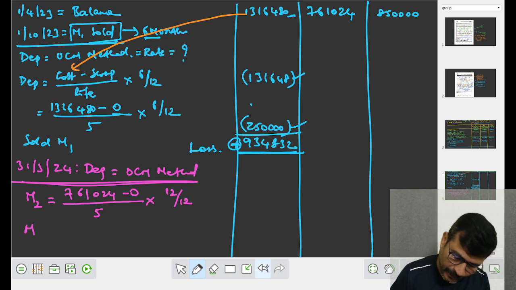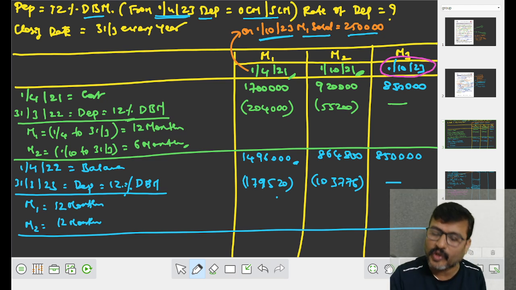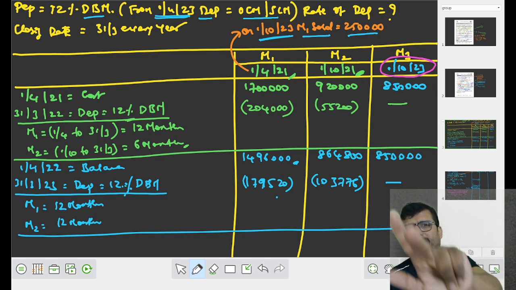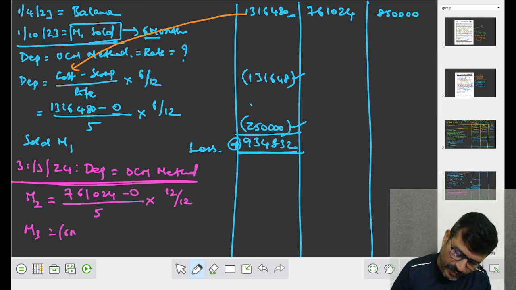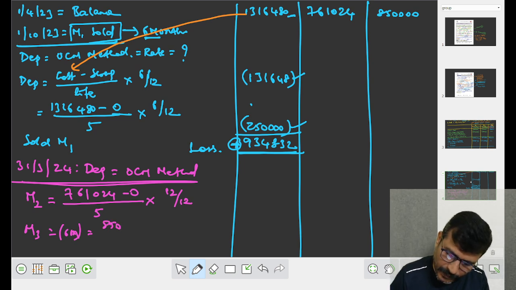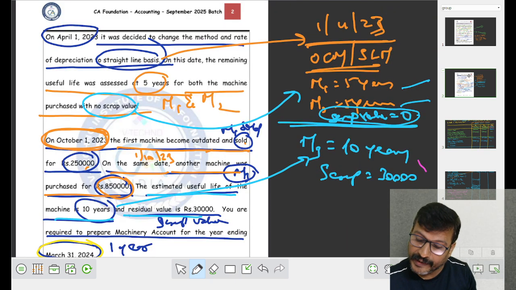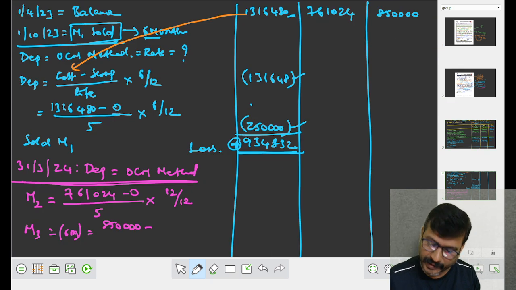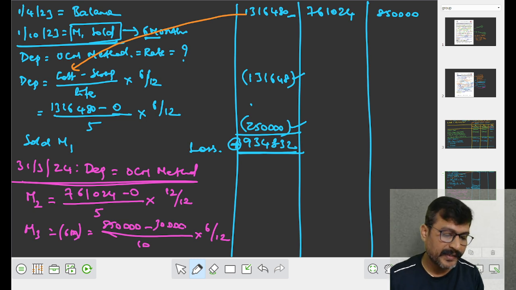Now M3. See my dear children, M3 is purchased on when? M3 is purchased in October 23. October, November, December, January, February, March. So on M3 we have to calculate depreciation for only 6 months. How to calculate? Cost is 8,50,000. What is the scrap value of M3? Scrap value is 30,000. Life is 10 years. For how many months? For 6 months. Use a calculation and work it out.